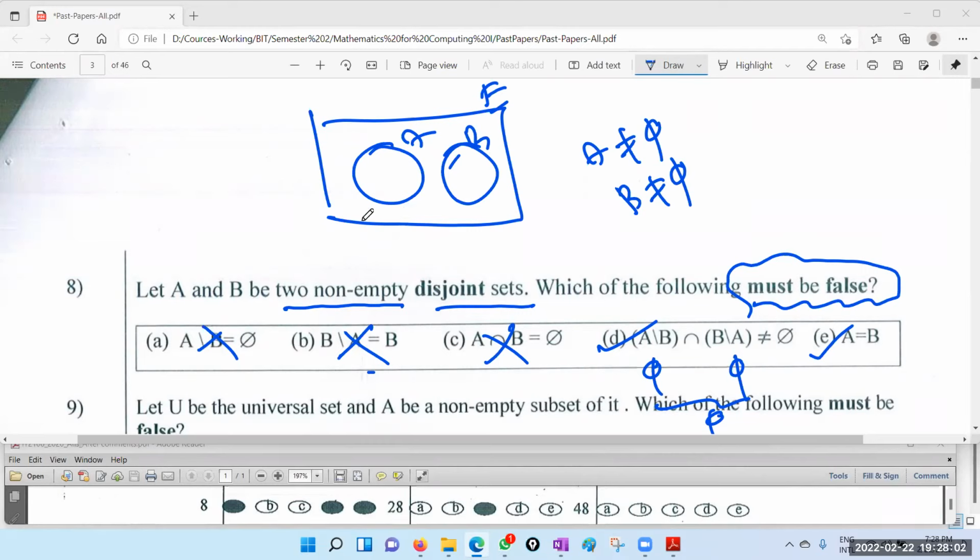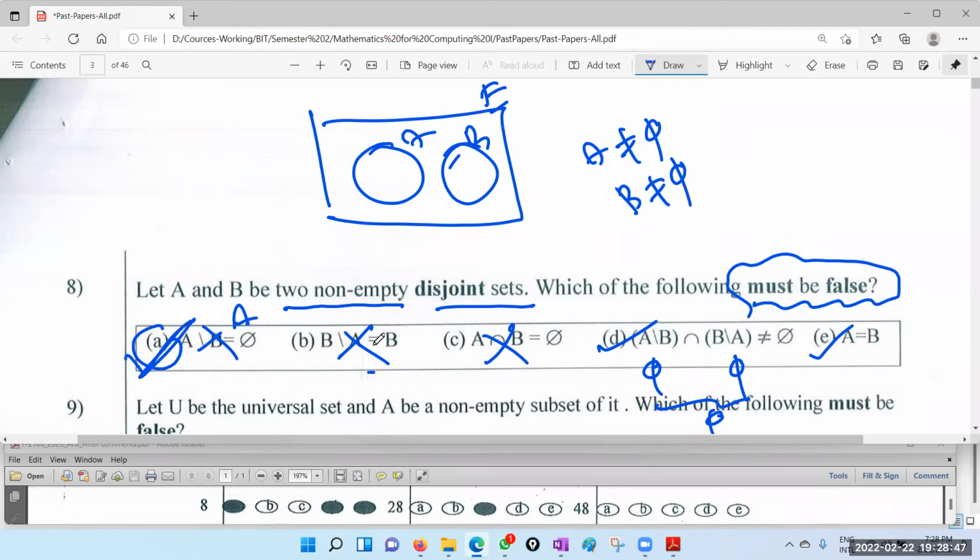A minus B must be A, because you are not reducing anything from A. Sorry, I misread the question. So A minus B must be A, right? And they say A is not empty. So therefore A minus B must not be 5, because A minus B must be A, and A is not empty. So A must not be 5. Yes, A is the answer. Sorry, I misinterpreted the question.